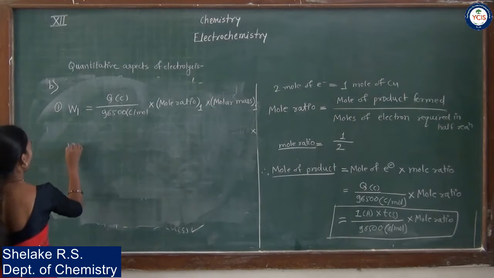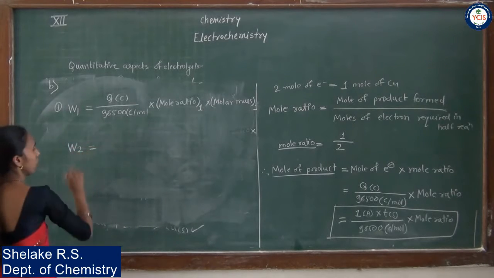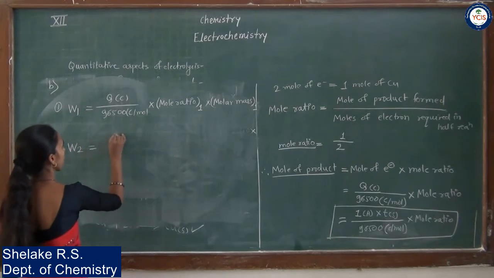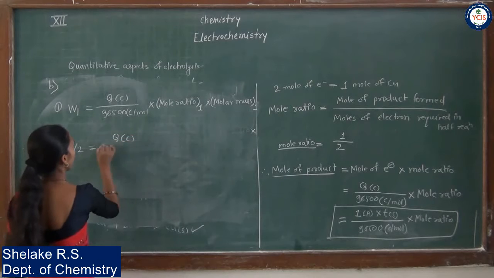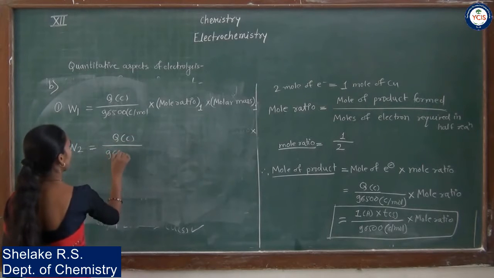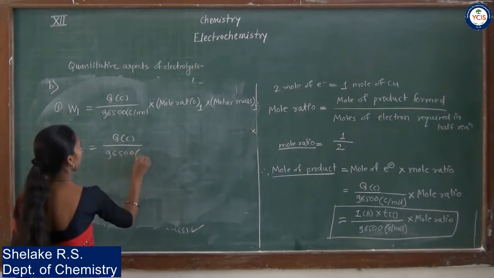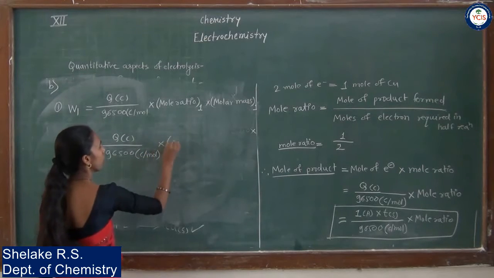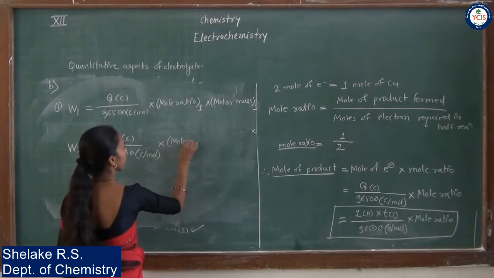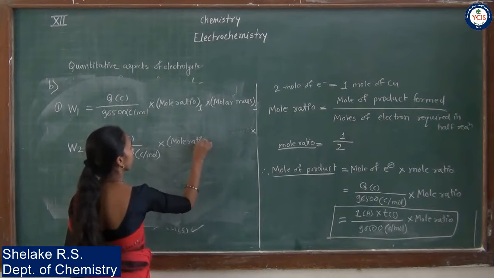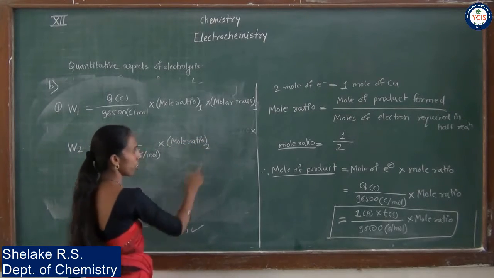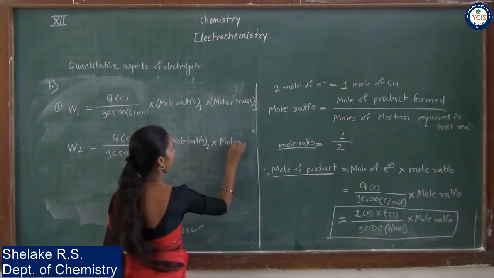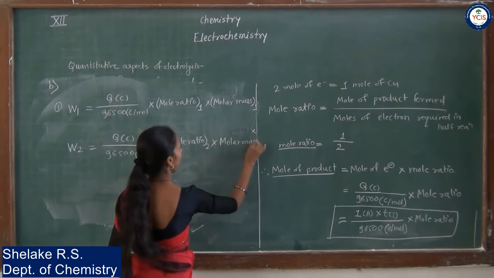Similarly, you can write the equation, or the formula, for the second cell. Now we can write it: Q upon 96500 coulomb per mole into mole ratio for the second cell into molar mass of the product formed at the second cell.